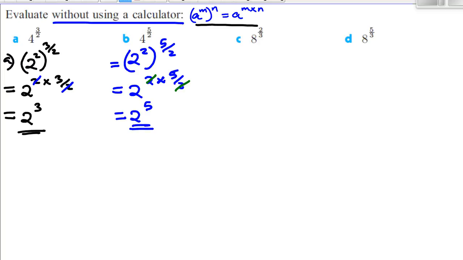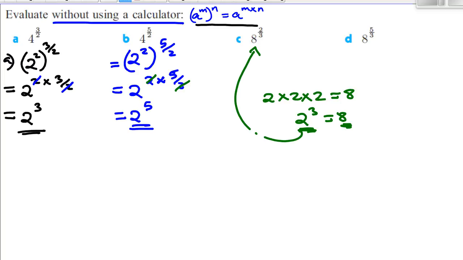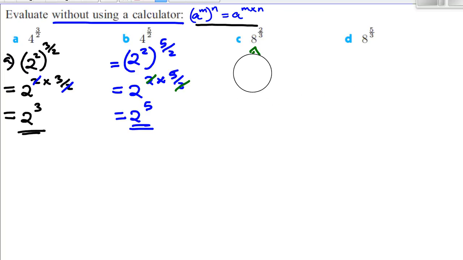Okay, in C, we have now 2 multiplied by 2 multiplied by 2 is 8. So 2 cubed is 8. So instead of writing 8, we'll just write 2 cubed. That's exactly what I'm going to do. So 2 to the power of 3, all to the power of 2 over 3, which will be equal to, we have a power over power, so we use this formula here to simplify the power over power. So 2 to the power of 3 multiplied by 2 over 3. Cancel these the way we did the previous questions, so we remain with 2 to the power of 2 as your final answer.